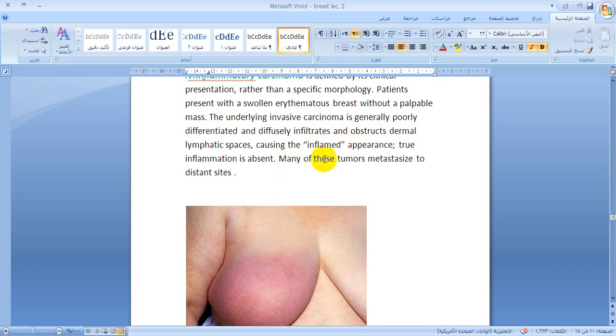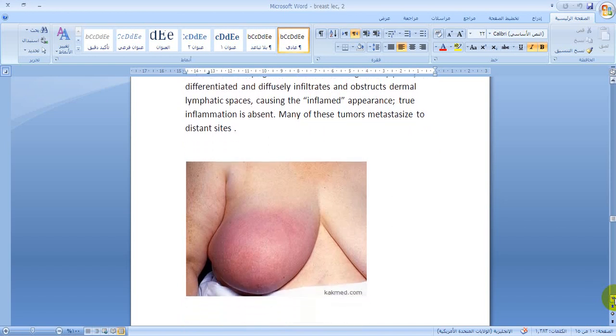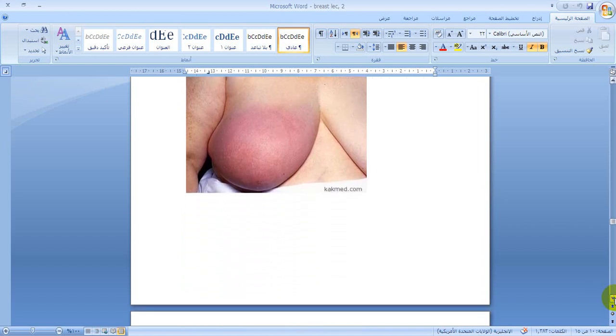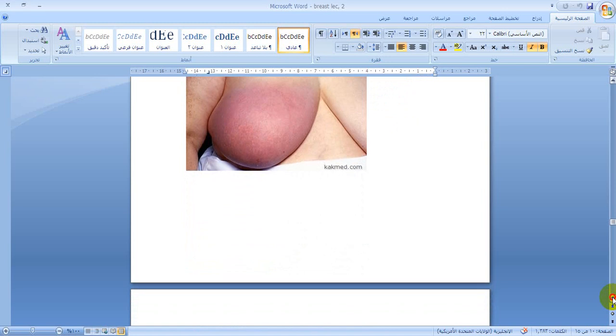So most of these tumors are metastasized to distant sites. هذا الانفلاماتوري كارسينوما، لأن الاندرلاينج اندفرنشيتد كارسينوما تسد الديرمال لمفاتيك شانلز فتعطيني هذا الشكل، فتجي الفيميل تشكيلك ان عندها انفلاماتوري كارسينوما.